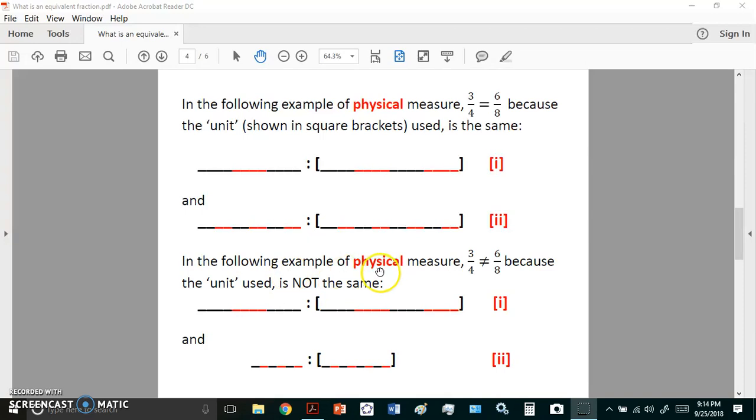Now in the next example of physical measure again, 3/4 is not equal to 6/8. Why? Because the same unit is not used. This length is not equal to this length. Does that make sense? Okay, in other words, if we're looking at 3/4 of this unit, it's much longer than 3/4 of this unit. I mean, it doesn't even matter if you divided this unit into 4 equal parts and took 3 of them, like 1, 2, 3. Yes? Okay, so you can see that there is a difference when you're talking about physical measure and abstract measure.